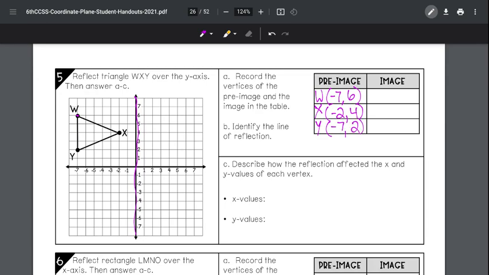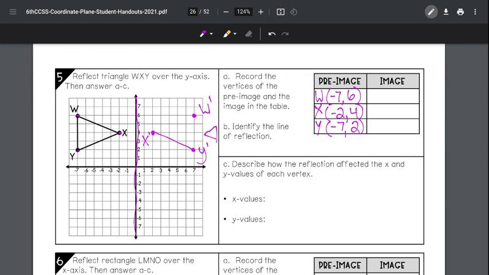Okay. So now that we have our points, now I'm going to reflect it over the y-axis. So all we're going to do is flip this triangle. Think about it like your piece of pizza is upside down, and now we want it right side up in this quadrant. So since my X value is 2 units left, now it's going to be 2 units right, X prime. Since W is 7 units left, I want it to be 7 units right, W prime. And since Y is 7 units left, I want it to be 7 units right.